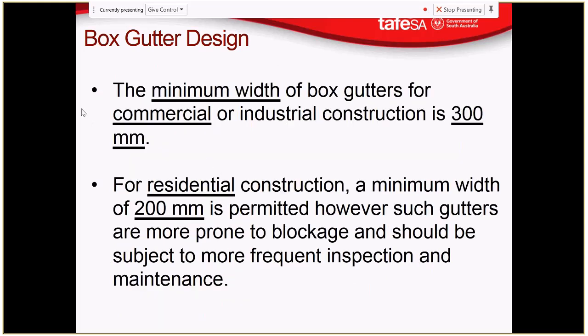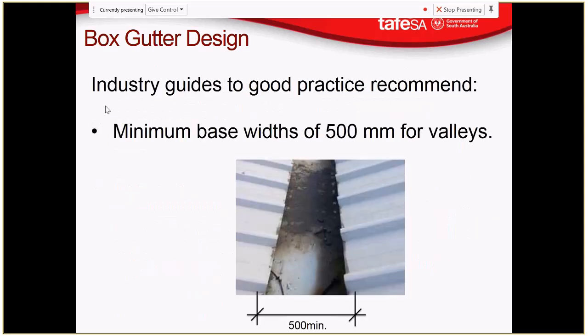The minimum width of box gutters for commercial or industrial construction is 300 millimetres. For residential construction, a minimum width of box gutter is 200 millimetres is permitted. However, such gutters are more prone to blockages and should be subject to more frequent inspection and maintenance. Yeah, so 200 millimetres, you know, that is sort of getting small ball size.